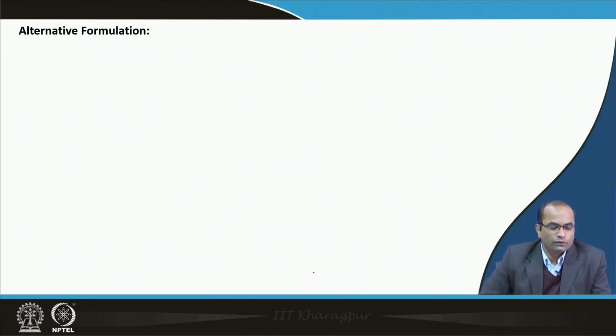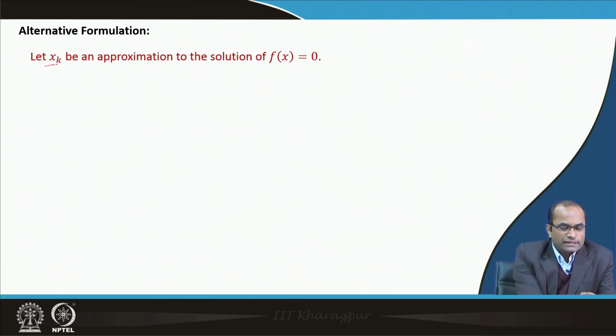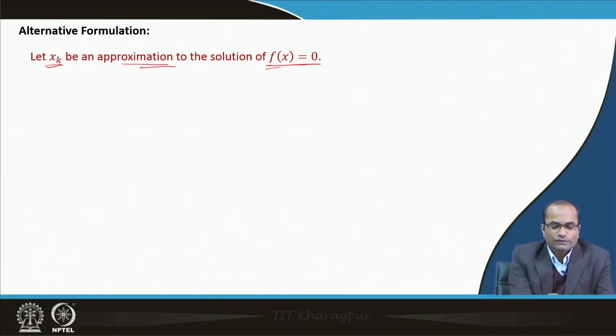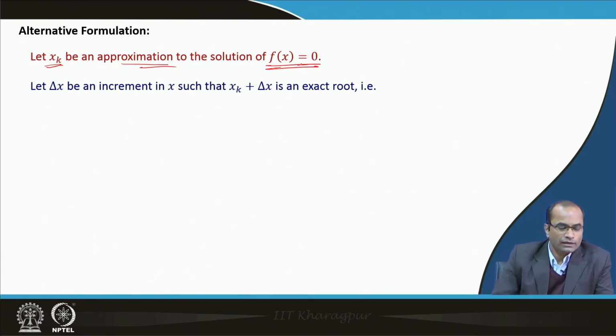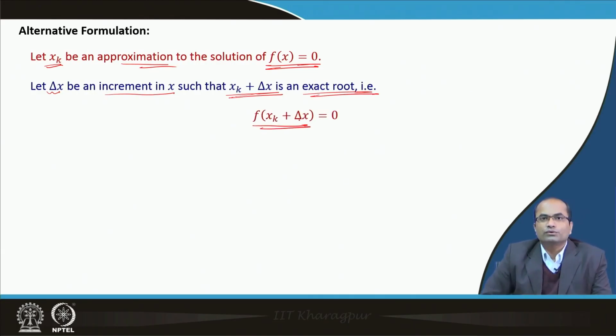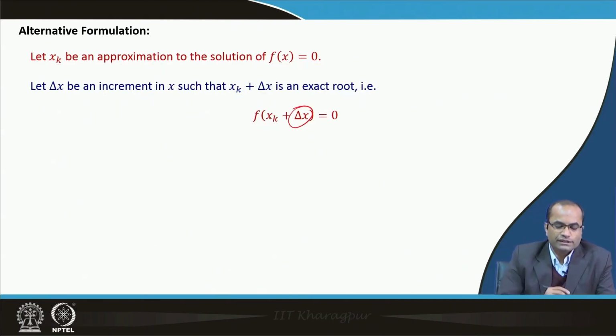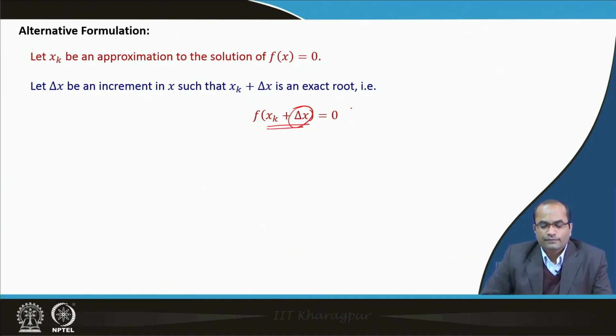Now, the alternative formulation, which is based on more mathematics. Let us suppose x k is an approximation of the solution of f x equal to 0, and we also assume that delta x is an increment in x such that x k plus delta x is an exact root. That means f of x k plus delta x equals 0. So, we are searching for such a delta x so that f of x k plus delta x becomes 0, meaning x k plus delta x becomes the root of f x equal to 0.